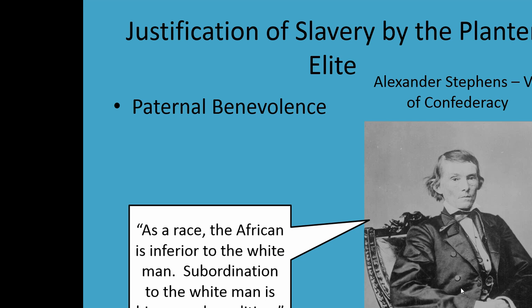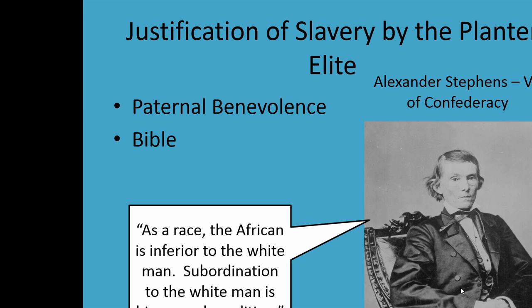So our first example is referred to as paternal benevolence. Not spelled on the slide, but what that means is that many slave owners saw themselves as paternalistic, or father-like, to their slaves. They saw themselves as a father figure to their slaves. And this is because they provided food and shelter to the slaves. And so they felt that they were taking care of people who, without them, would not be able to take care of themselves because they wouldn't be capable.